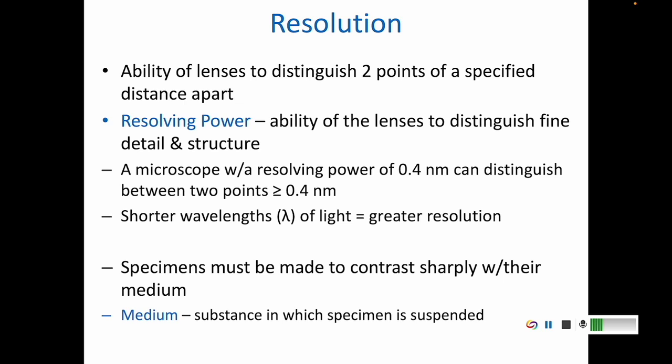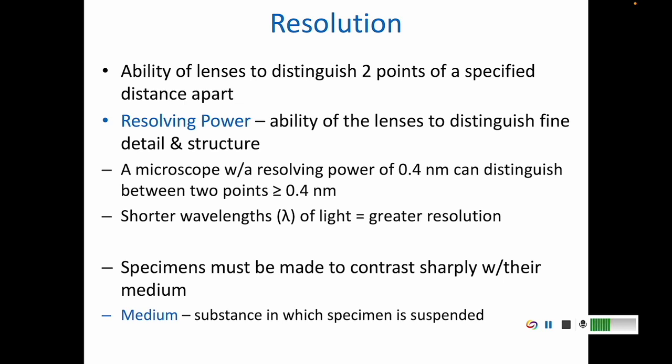Resolution is how well your microscope is able to take two different points and tell that they are two separate points. So two points that are far away, it's pretty easy for a microscope to tell that they're two separate points. But as they move closer and closer, eventually they're going to start to blur into one blurry spot. So different types of microscopes have different resolution because they're able to tell the difference between two points to say those are definitely two different points. The resolving power is how well your lenses can tell the two different points are absolutely two different points. So if a microscope has a resolving power of 0.4 nanometers, that means that two points have to be at least 0.4 nanometers apart to tell that it's two separate points. When they're closer than that, they're going to blur together.